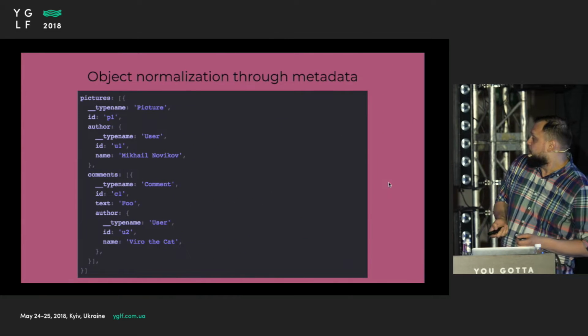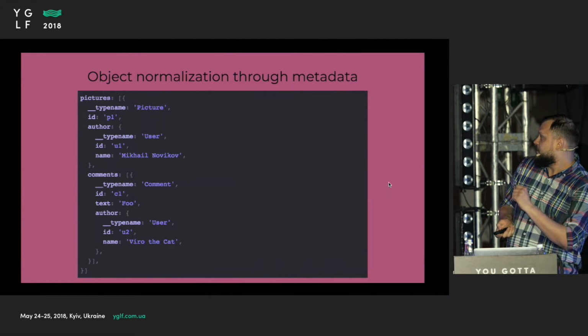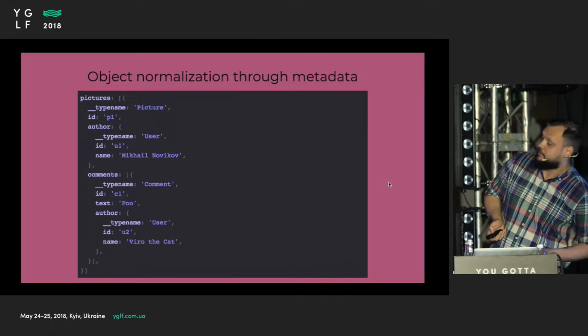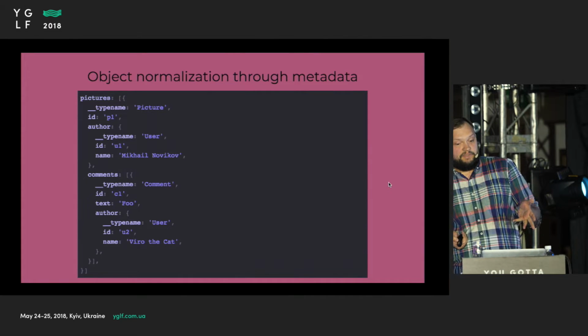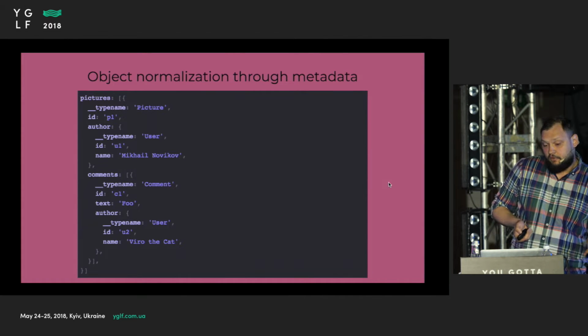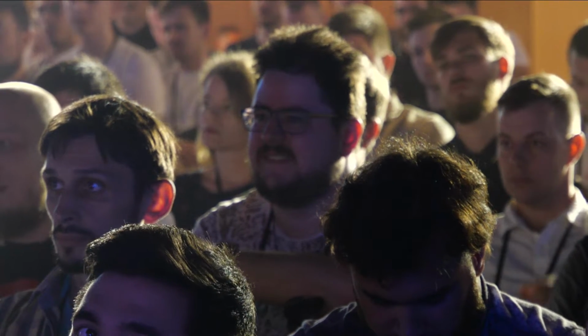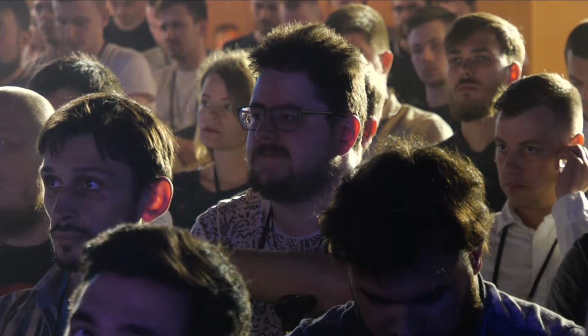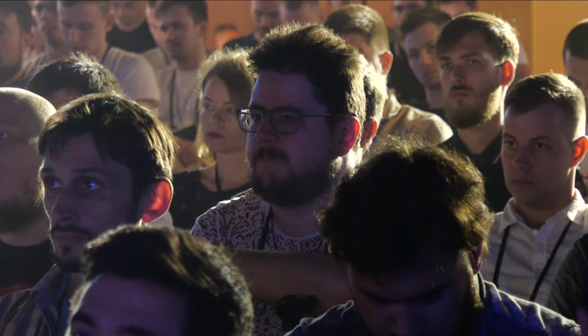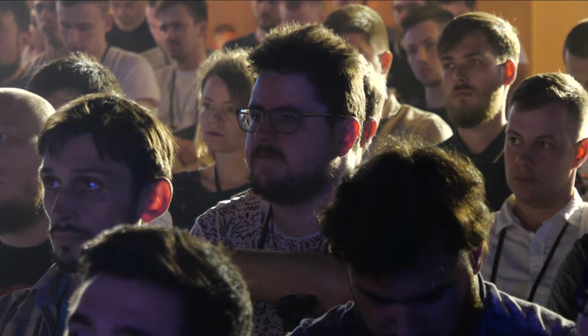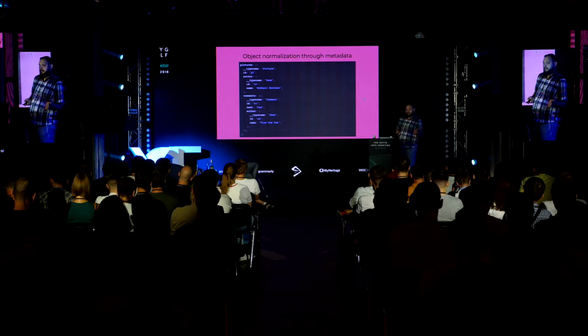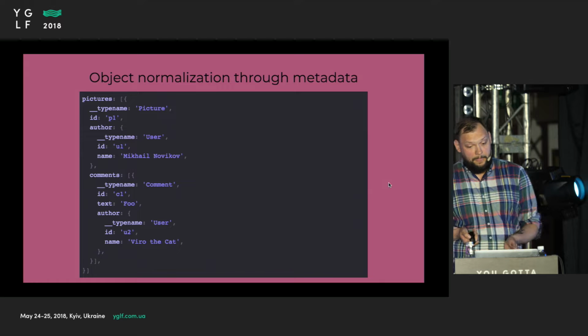So our previous response is almost the same, but you see we have this magical __typename, which is the name of this type. So now, instead of writing the code manually, we can basically just traverse. Every time we get the data, we traverse it. Every time we encounter __typename, and if it has an ID, we know that we can store it in this particular store for this type name.